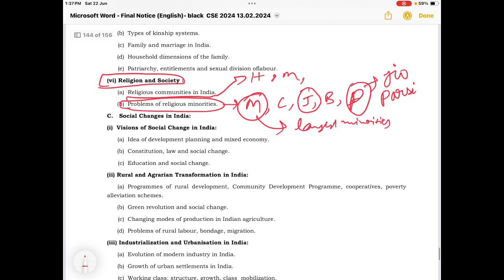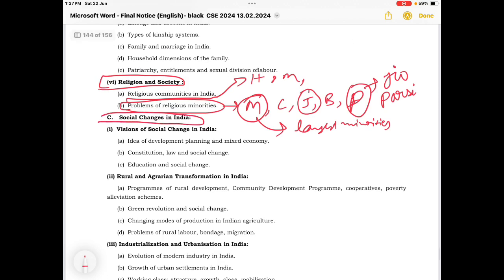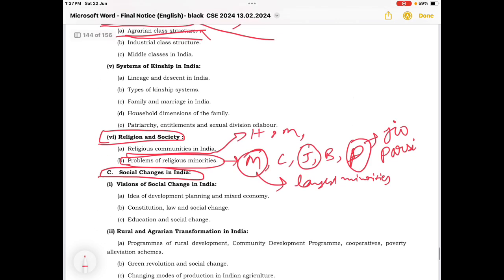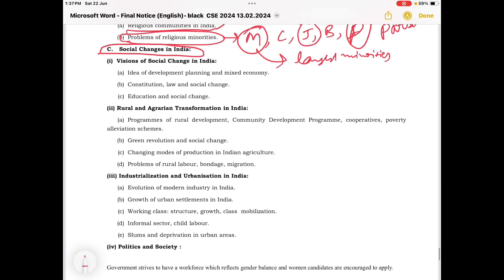Now coming to the third part of the syllabus, that is social changes in India. We have read about religion, caste systems, family systems, and tribal systems. After all these topics, we will discuss social changes in India. The knowledge we have read earlier we will apply here, along with development planning and mixed economy, social changes in India, constitution, law, and social change.